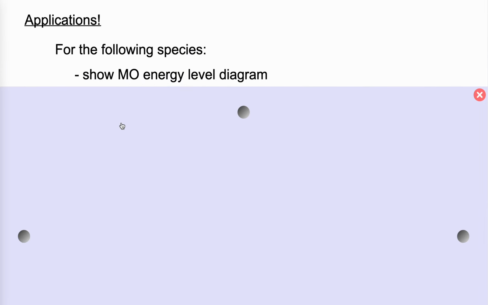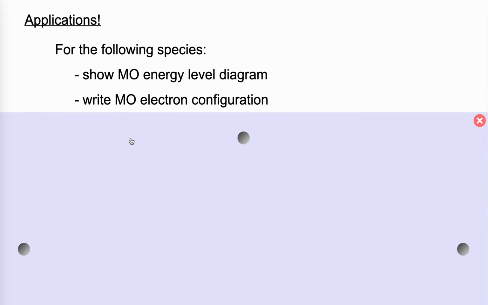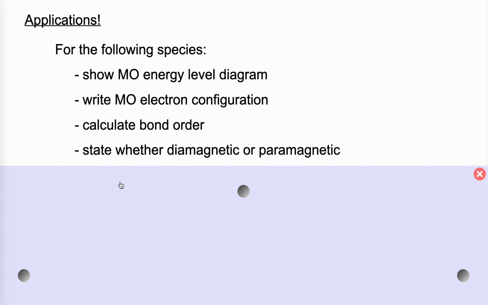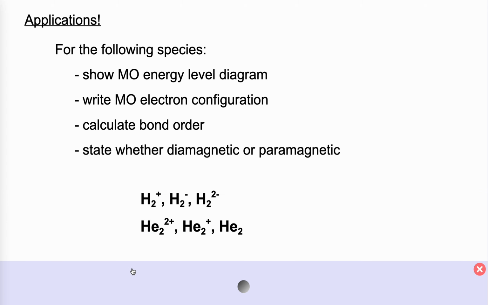Now, let's do some applications. For each of the following species, we are going to show the molecular orbital energy level diagram. We will write the molecular orbital electron configuration. We will calculate the bond order, and we will state whether it is diamagnetic or paramagnetic. And we're going to start with some pretty simple species that basically have only sigma 1s and sigma 1s star molecular orbitals. So we already did the dihydrogen molecule, and we can consider the dihydrogen cation, the dihydrogen anion, the dihydrogen dianion, and corresponding species made by combining helium atoms.